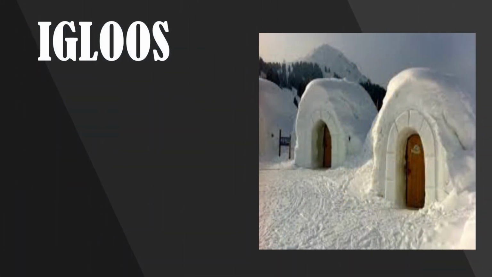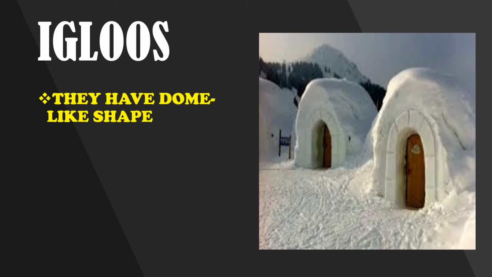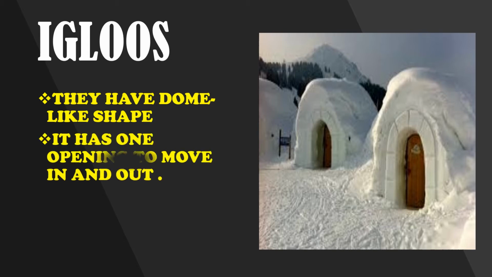Children, can you see this picture? The shape of an igloo? Igloo has a dome shape. Which shape they have? Dome shape. And children, igloo has only one opening to go inside and to come out.